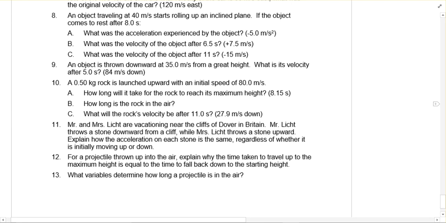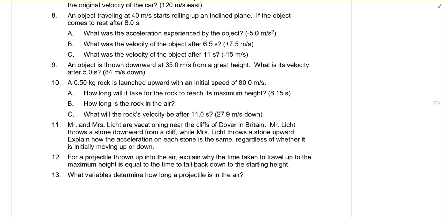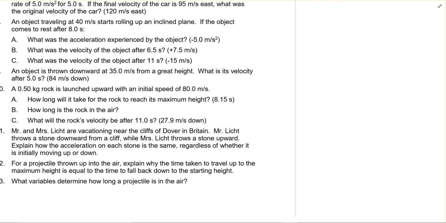Number 9 says an object is thrown downward at 35 meters per second from a great height. What is its velocity after 5 seconds? First off, I just want to draw a little picture here, to make sure we've got this figured out. So you've got a person up here. I'm a really bad drawer, you can tell. But anyway, they throw the rock downward.